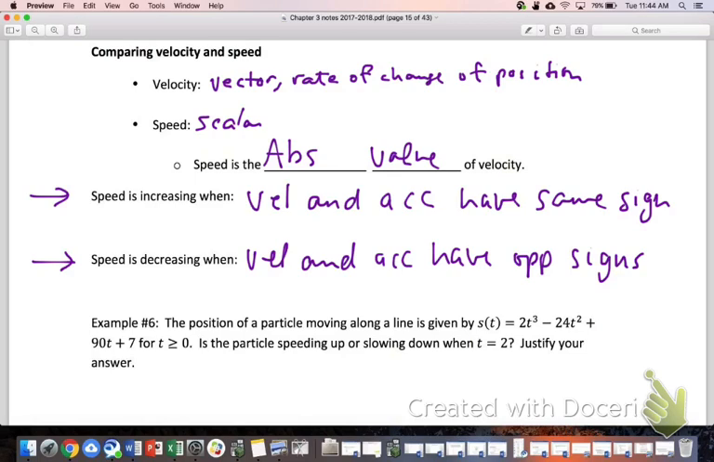So if you were looking for an example that would go along with this, let's take a look at example number 6. It says the position of a particle moving back and forth along some linear pattern is given by S of t, and you see S of t right there. The question then says, is the particle speeding up or slowing down when t equals 2? So when you see that phrase, speeding up or slowing down, that's really asking, is speed increasing or is speed decreasing, right?